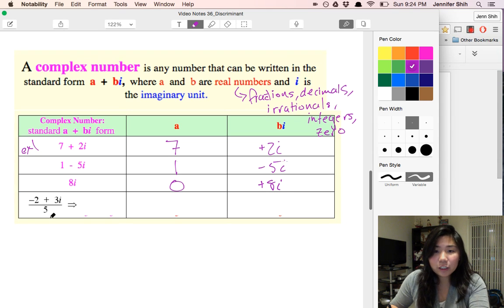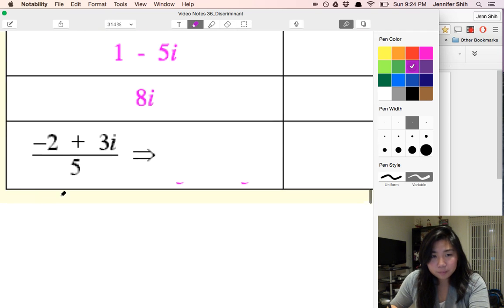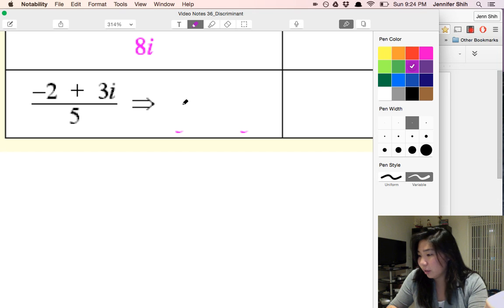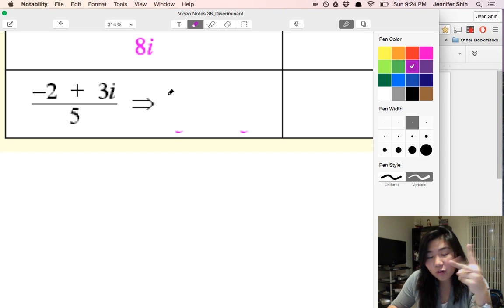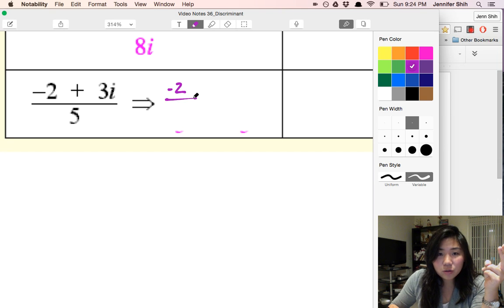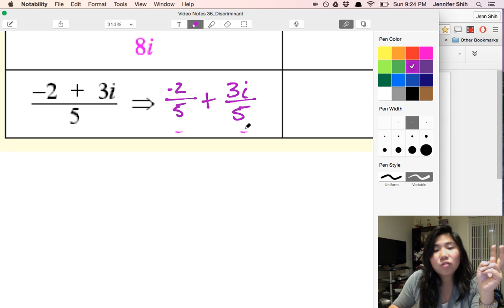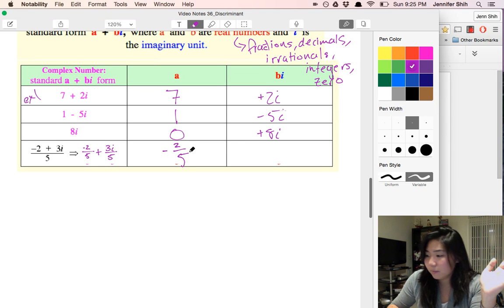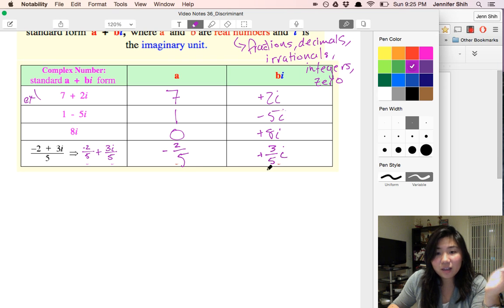And now we have a fraction here. And I'm going to zoom in a little bit. So we have a fraction and we have a common denominator. And having a common denominator is really good because we can split it up into 2 fractions again. We can do negative 2 over 5 plus 3i over 5. So now we have our real number component and we have our imaginary number component. So our a value is going to be negative 2/5. And then our imaginary component is going to be 3/5 i.